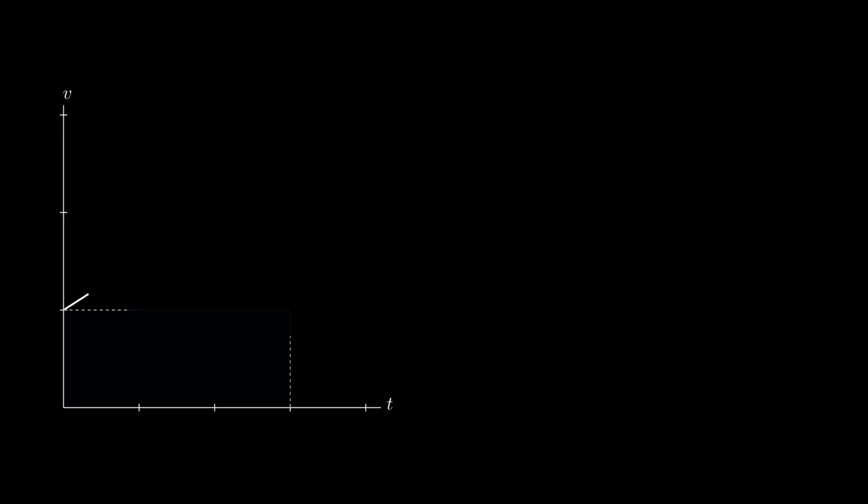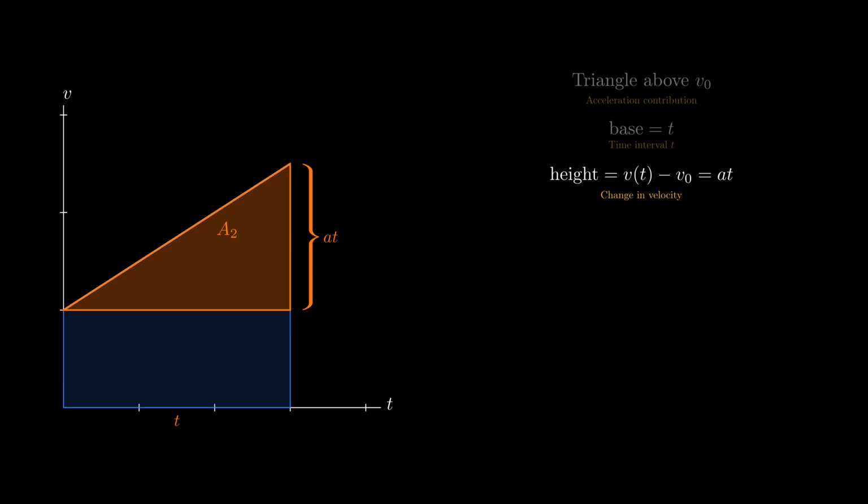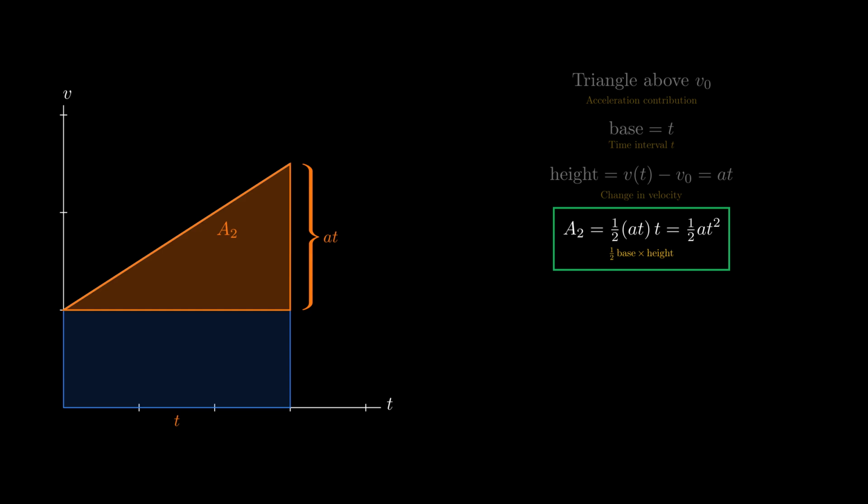Above the line sits a right triangle. Its base is t and its height is v of t minus v0, which equals a times t. The area a2 is 1/2 base times height, that is 1/2 times a times t squared. This captures the extra displacement due to acceleration.